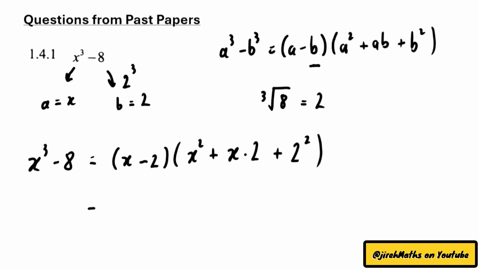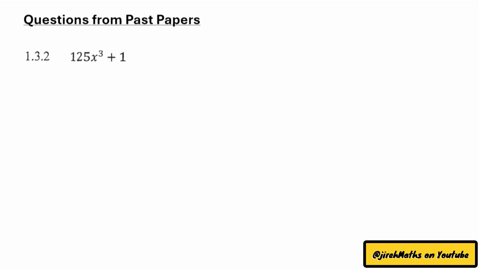Now we can neaten this up, so we'll end up with x minus 2, x squared plus 2x, and 2 squared is plus 4. And that's it. Let's try the next question.